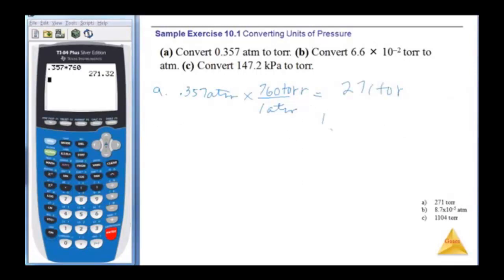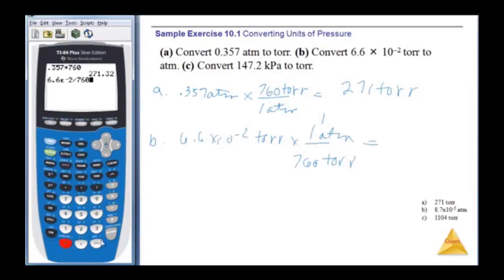If I'm doing part B here, it is convert 6.6 times 10 to the minus 2 torr to ATM. What I know is 760 torr is 1 ATM, and if I punch that in, 6.6 second EE negative 2 divide by 760, and I get, looks like I want 2 sig figs, 8.7 times 10 to the minus 5 ATM.